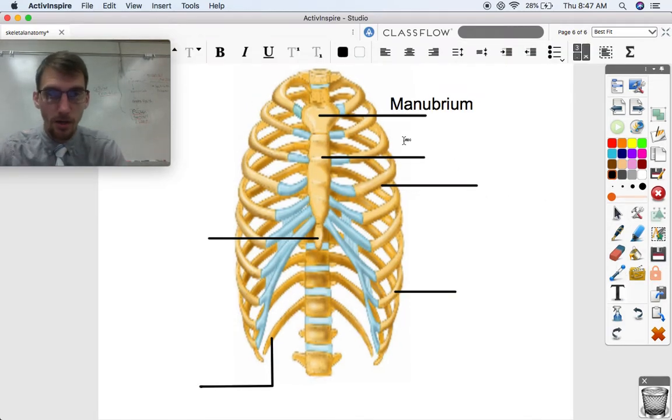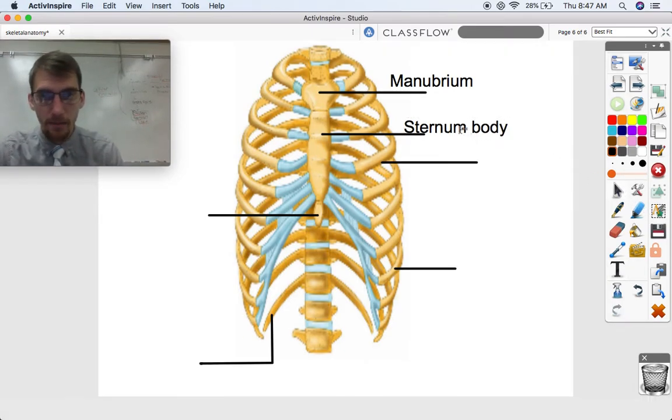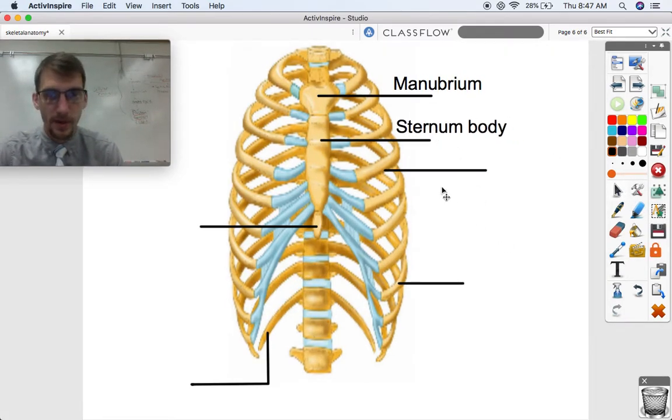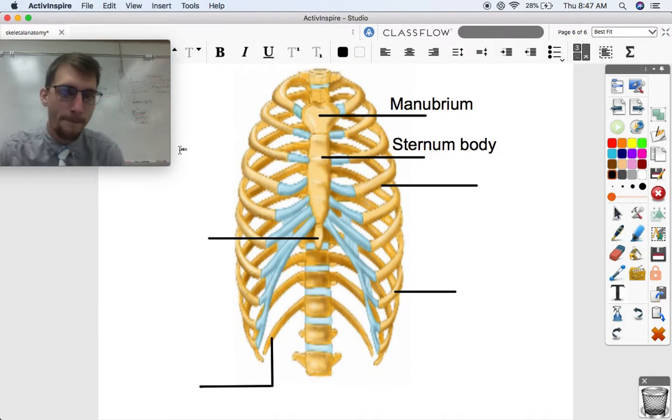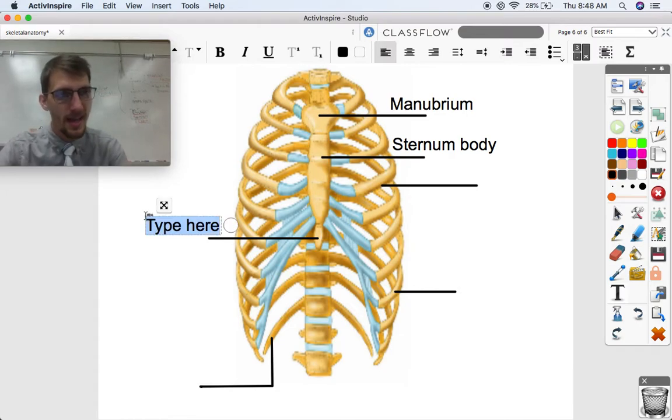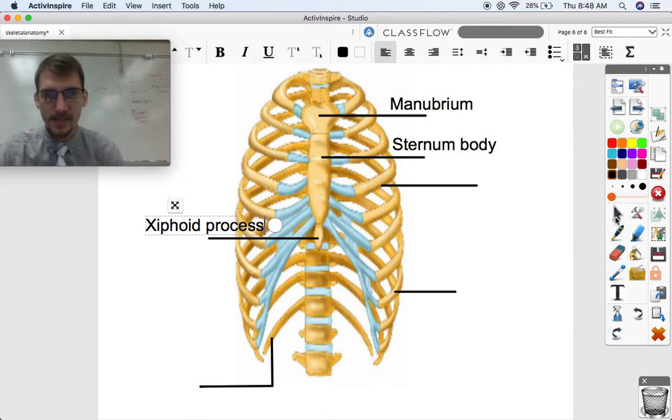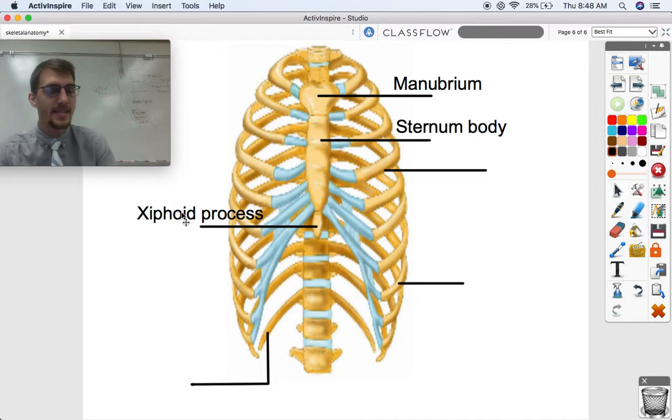Over here, the middle portion of the sternum is what we call the sternum body. The sternum body. That makes sense, right? It's right in the middle. And the most inferior part of the sternum is another process. It's another attachment point or anchoring point for various muscles. It's called the xiphoid process. Xiphoid. If you ever want a good word in hangman, there it is. Xiphoid process. Good stuff.